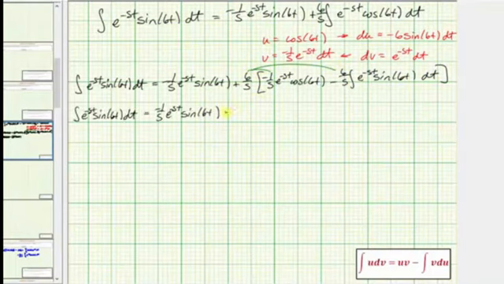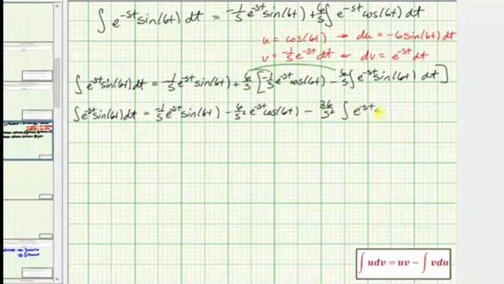Now for the next step, we'll distribute 6 divided by s here as well as here. So we'll have minus 6 divided by s squared e to the negative st cosine 6t. And then we'll have minus 36 divided by s squared times the integral of e to the negative st sine 6t. So at this point, it looks like we're going in circles. However, notice how if we compare the integrand function to the original integral and the integrand function to this integral, notice how they're the same. So these are actually like integrals.